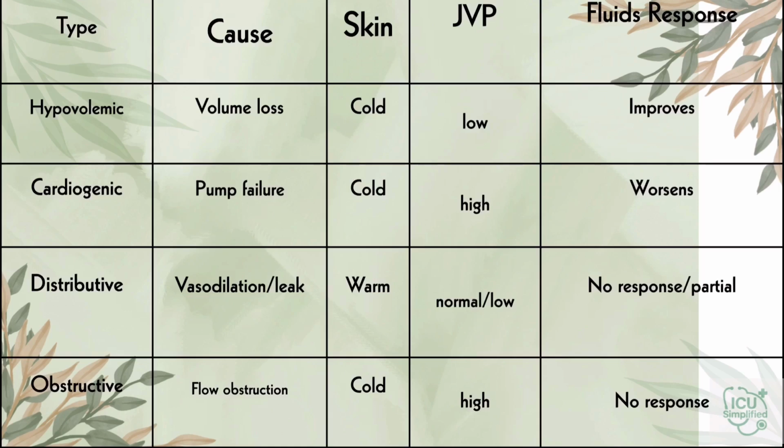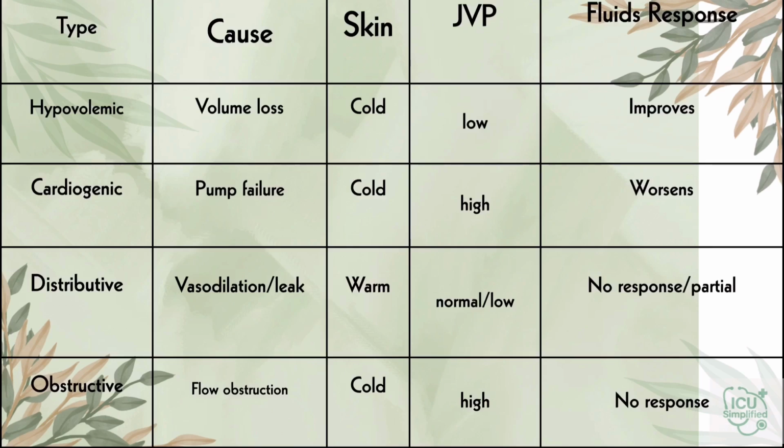Let's line them up side by side because the details matter. Skin clues, JVP, fluid response. Each one whispers the truth if you know how to listen. So in hypovolemic shock, it's due to volume loss, skin will be cold, JVP will be low, and it will improve with fluids. In cardiogenic, there's pump failure. Again, skin will be cold, but JVP will be high, and it's going to worsen with fluids.